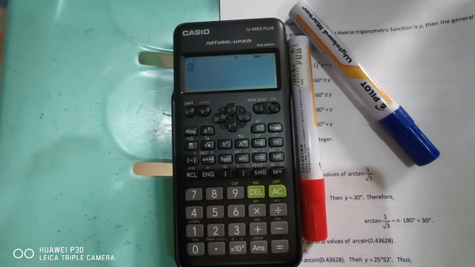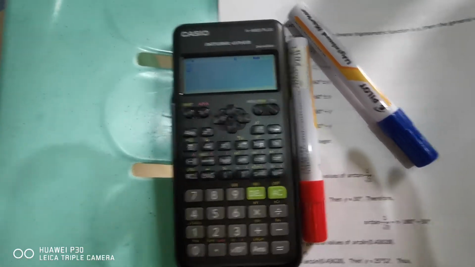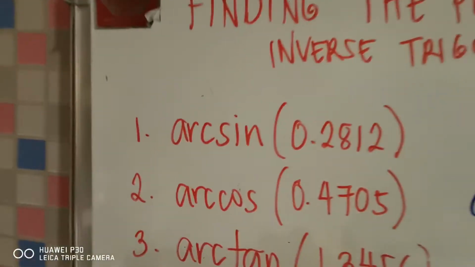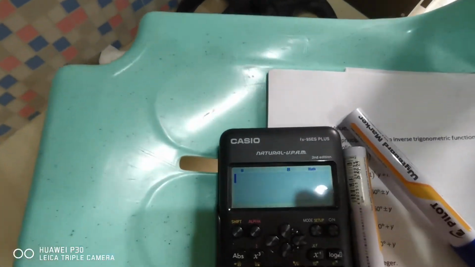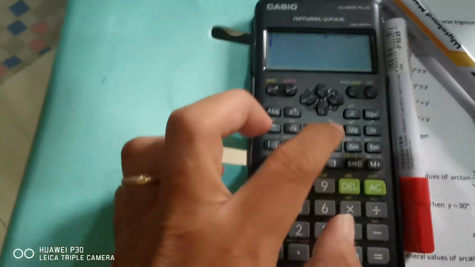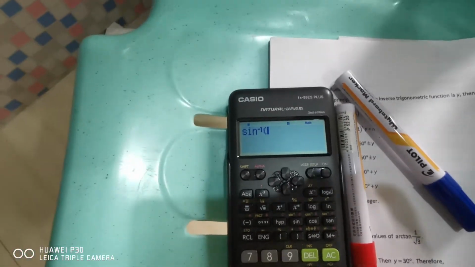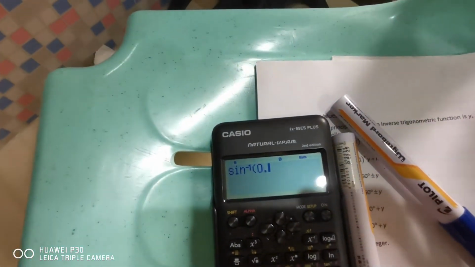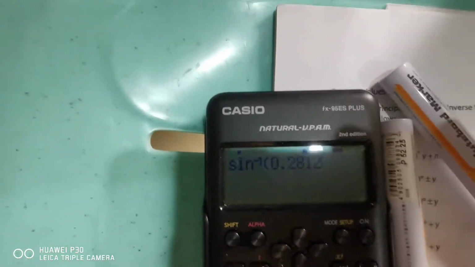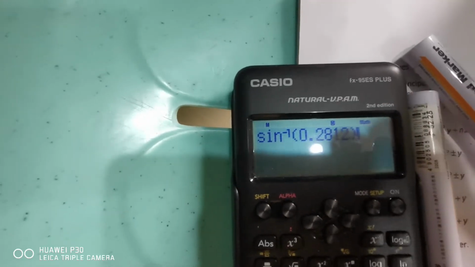If you look at the scientific calculator, let us press this one. So we have shift, sine, 0.2812. Okay, you can press the close parenthesis or not, it is still okay.